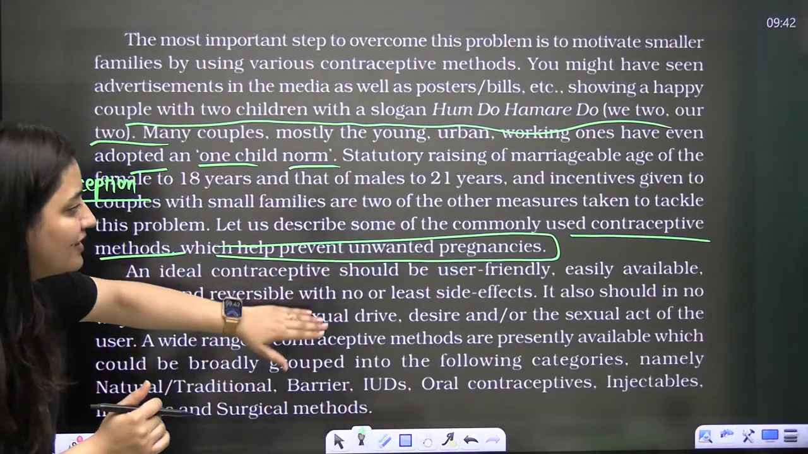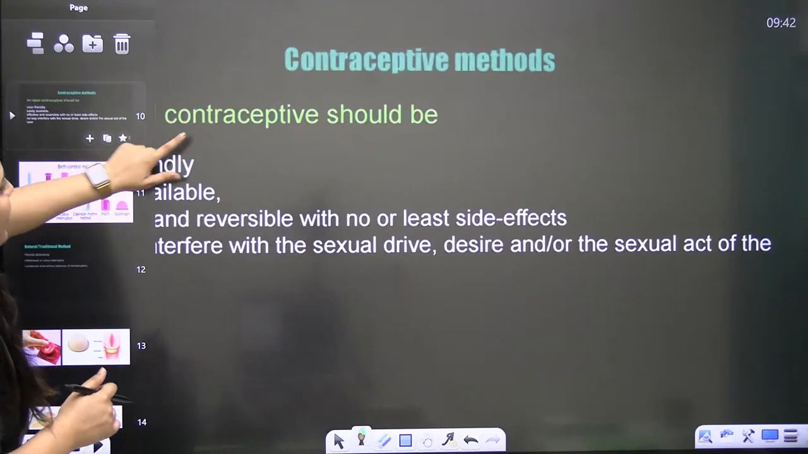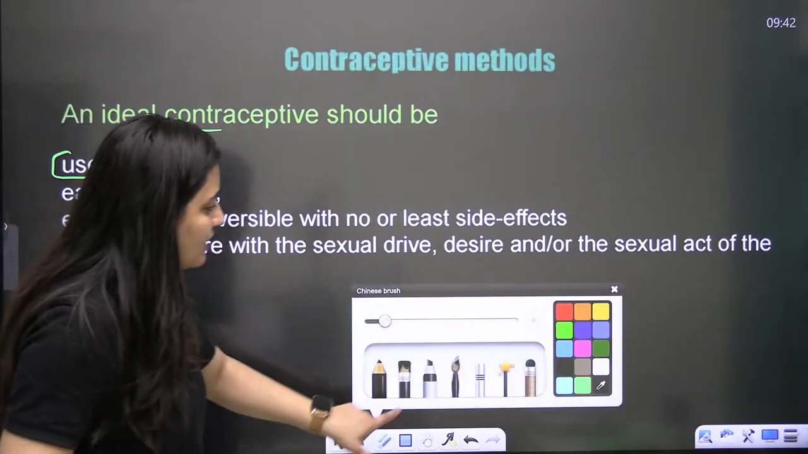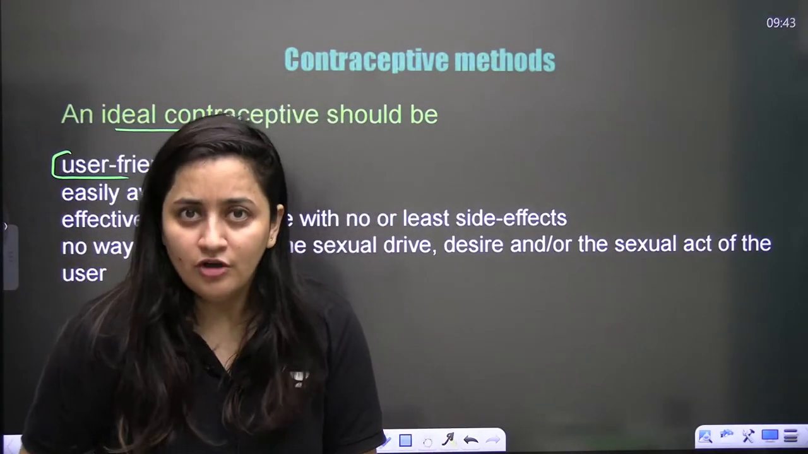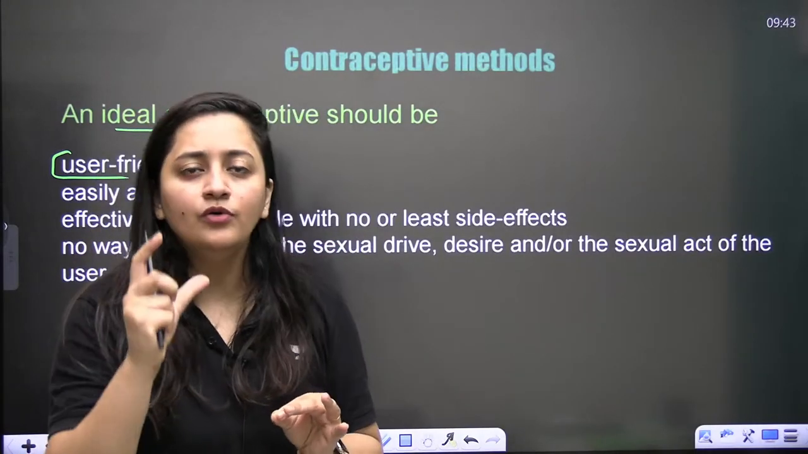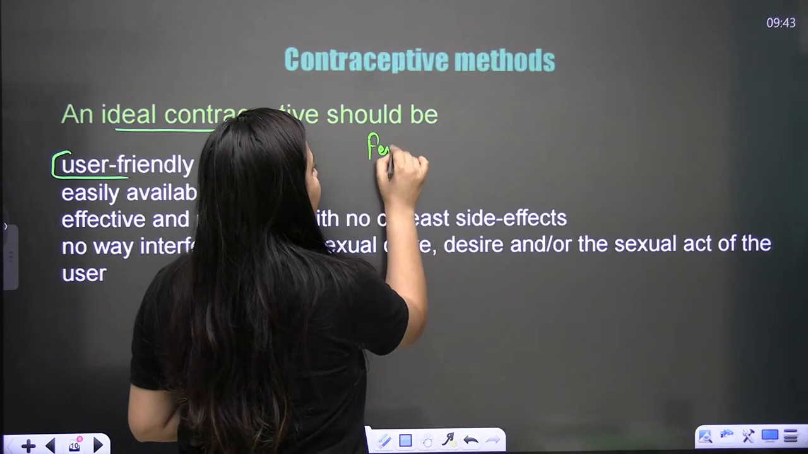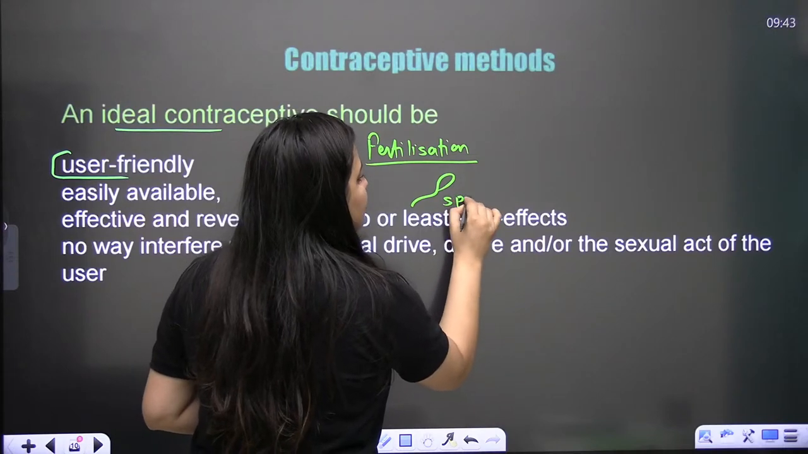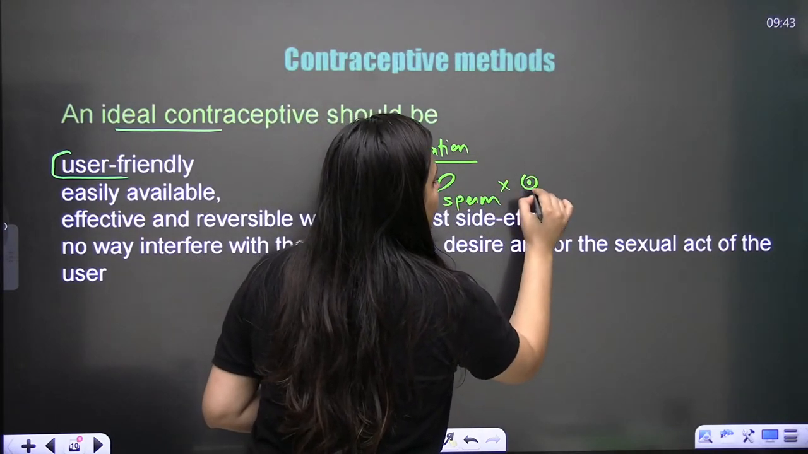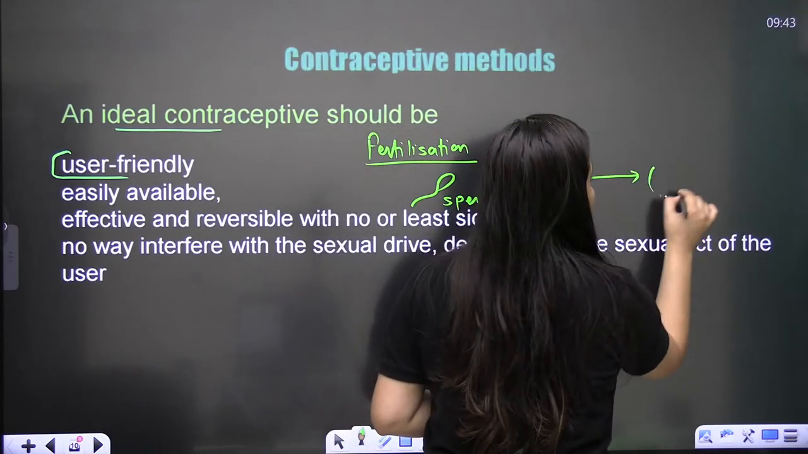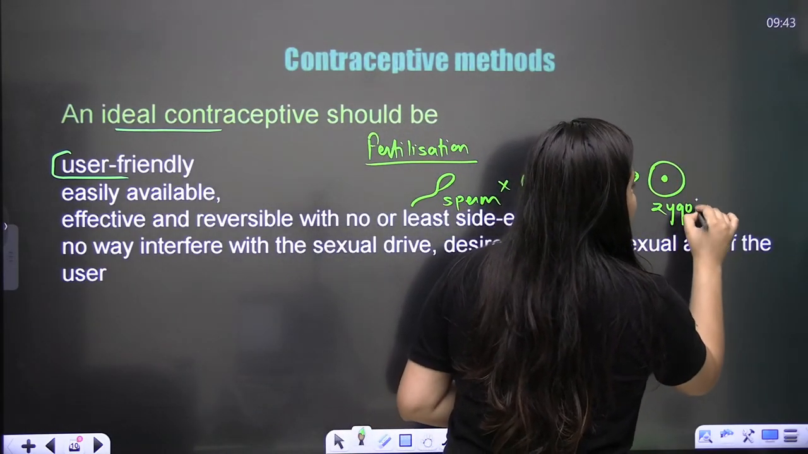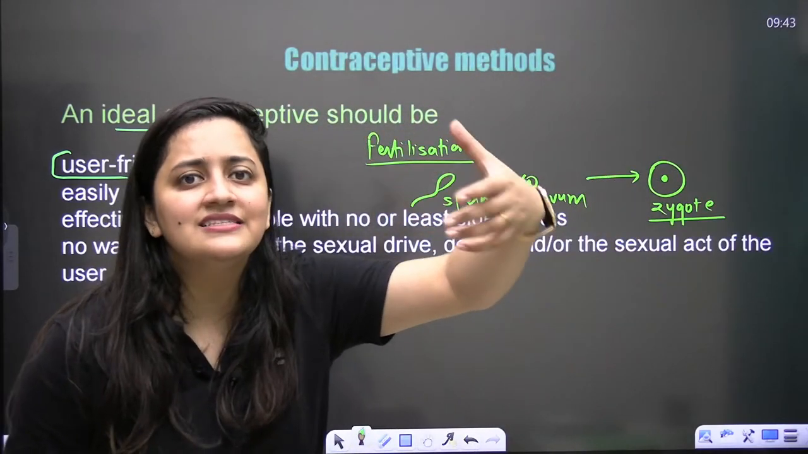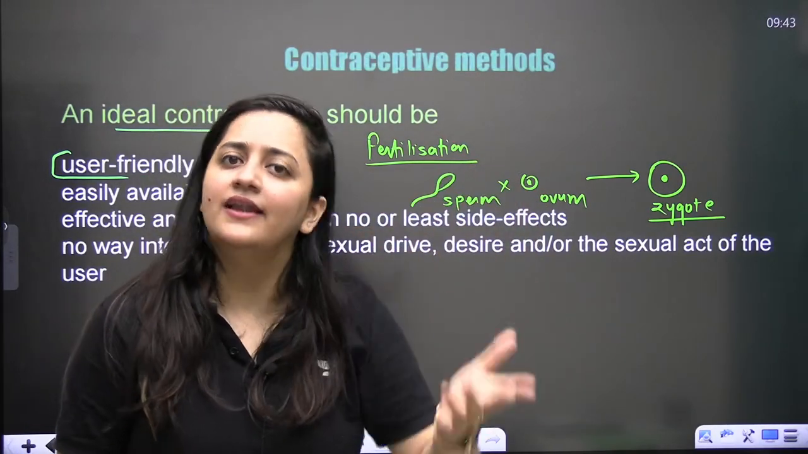So when you talk about contraceptive methods, they should have these properties. An ideal contraceptive method should be user friendly. But first, when it comes to contraceptive methods, what are we going to focus on? Now you know the process of fertilization. In fertilization, there is the fusion of the sperm and the ovum, which results in the production of a zygote. Then that zygote gets implanted in the uterus, and when that happens, we say it is pregnancy. Then the female is considered pregnant.